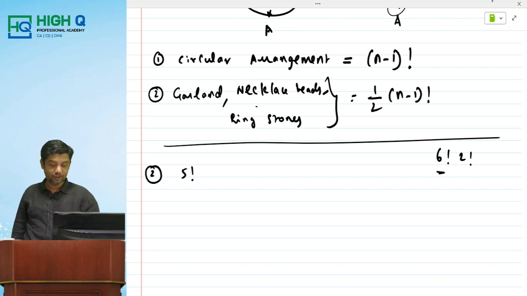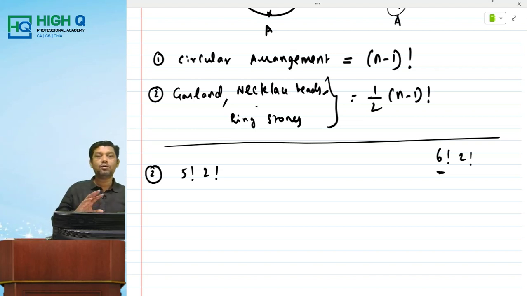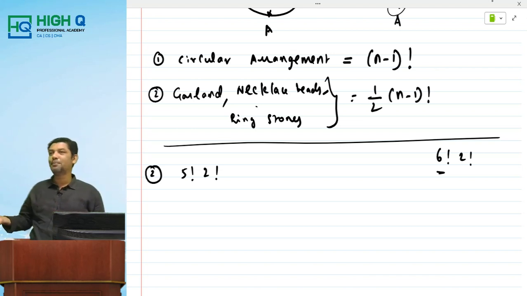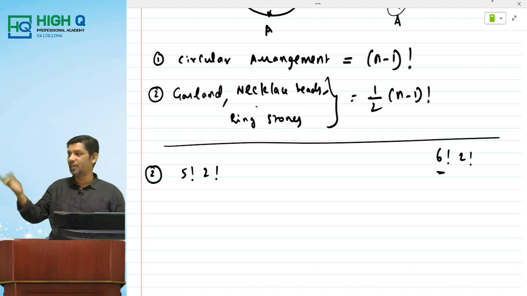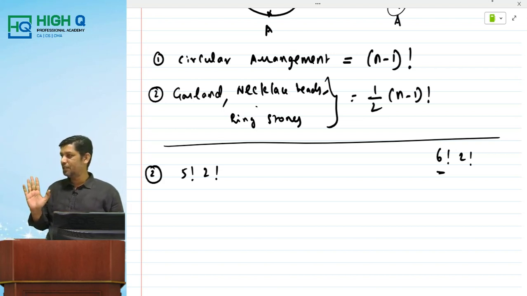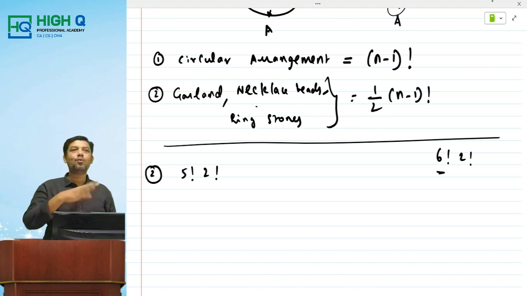Make it as 5 factorial into 2 factorial. Answer over. So, I don't want to do linear permutation, circular permutation in different way. You understand linear permutation? In linear permutation, just do what I am saying.